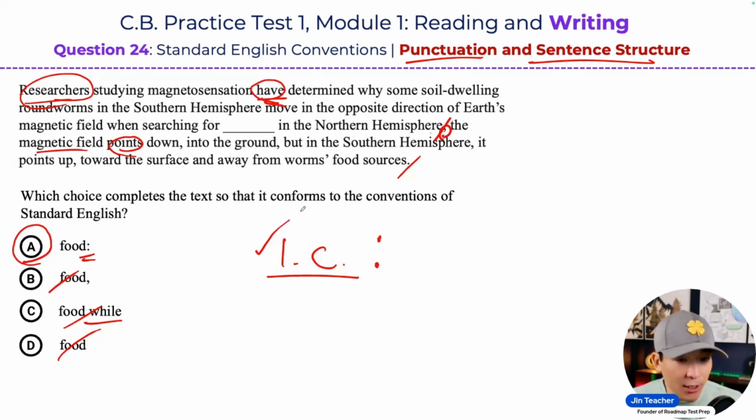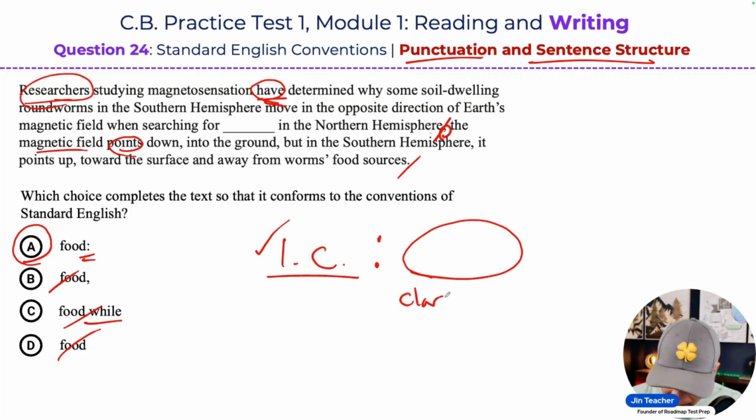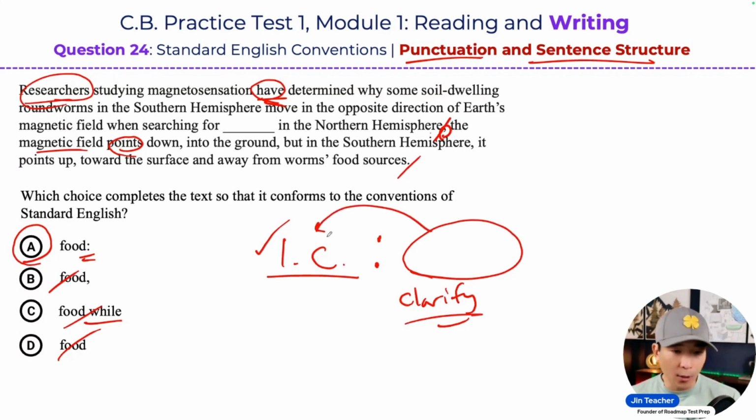The second thing you want to check for is the information after the colon. Its job is always going to be to clarify what came before the colon. So its job is to refer back to what was previously said in a way that clarifies or explains. It specifies what was previously talked about.